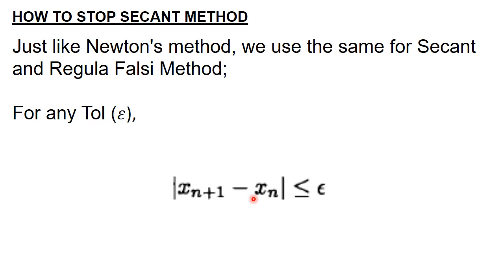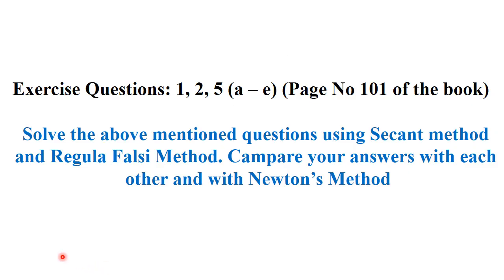For example, students, if the value of the tolerance is 0.001, or 10 raised to the power minus 3, and the difference between the previous iteration and the new iterated value, the approximated root, is less than epsilon or the tolerance, then you should stop. Otherwise you should move to the next iteration. Okay students, before going further, let's move to the previous slide to go into the details of the Regula Falsi method.